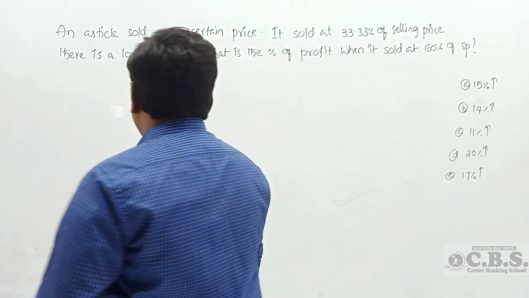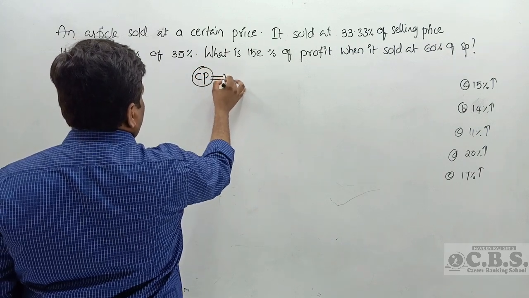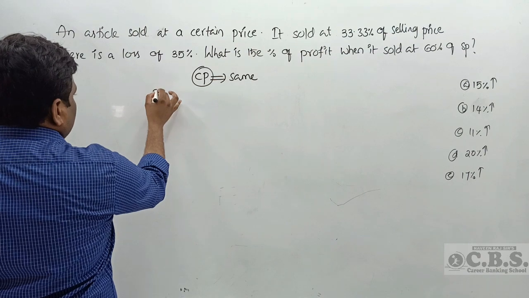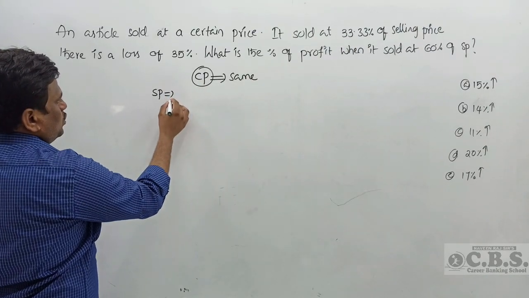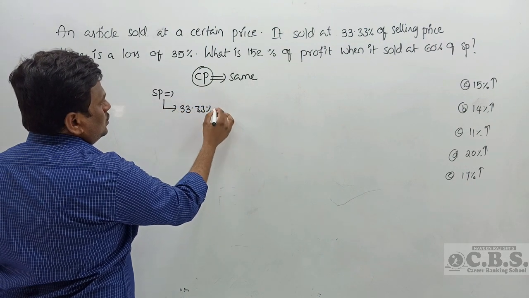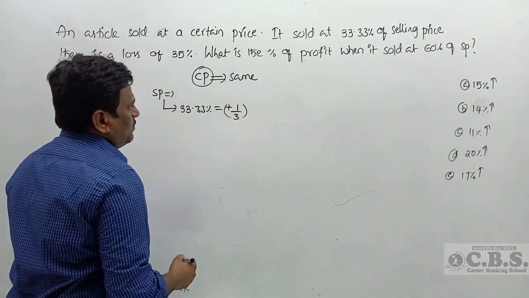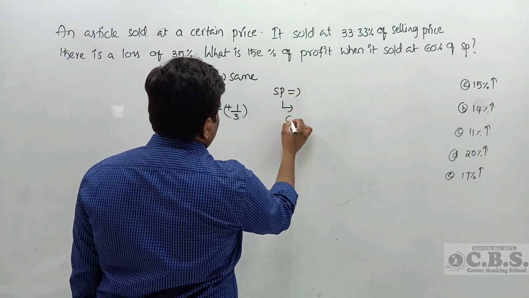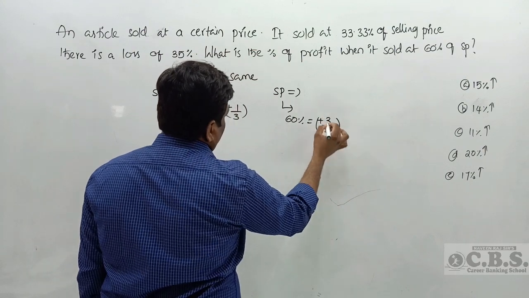Get my point? Here the selling price is changed but the cost price is kept constant. Cost price is the same; there is no change in cost price. For the first selling price, the 33.33% change is 1/3. And the second selling price change is 60%, which is 3/5.